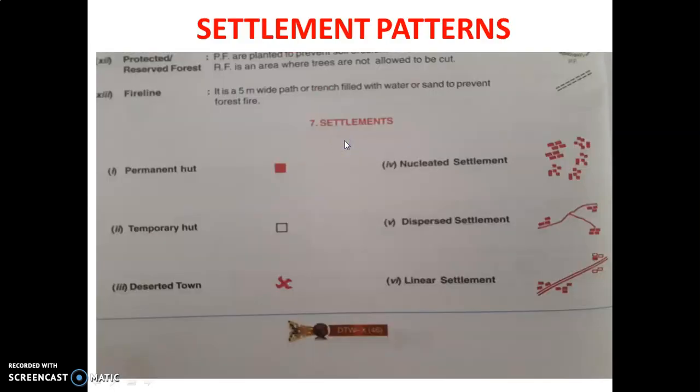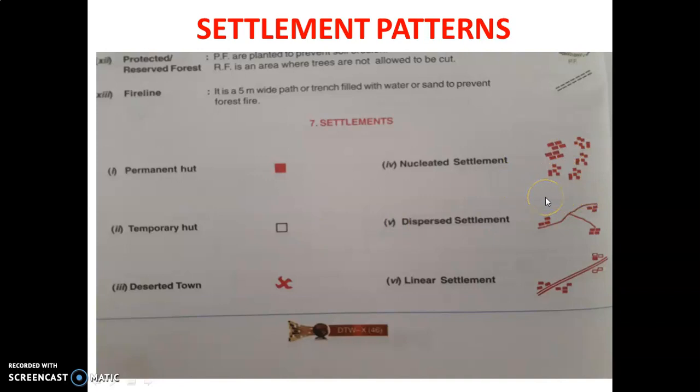Next is settlement patterns. In this we will learn about the arrangement of houses. On a topographical map several grids are there. If in one grid only a red color box is there, then it shows a permanent hut, and if only a red outline box is there in a grid, then it indicates a temporary hut.